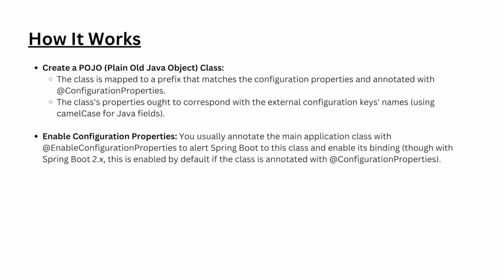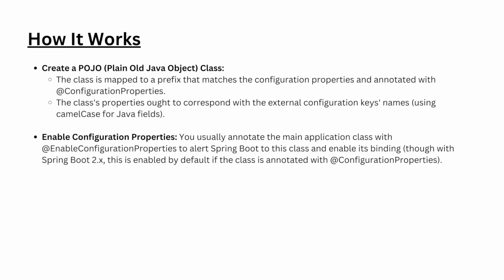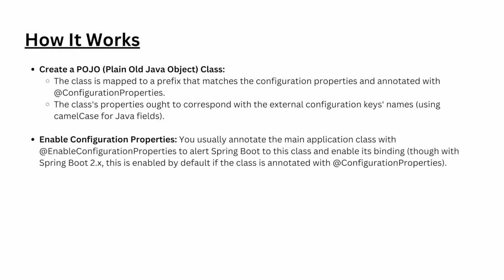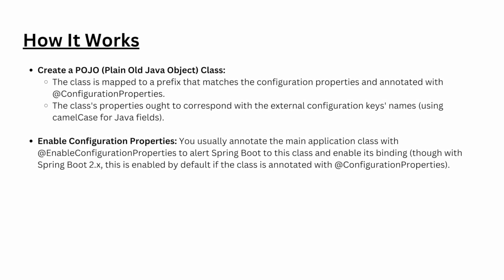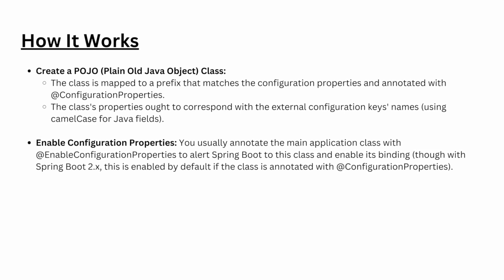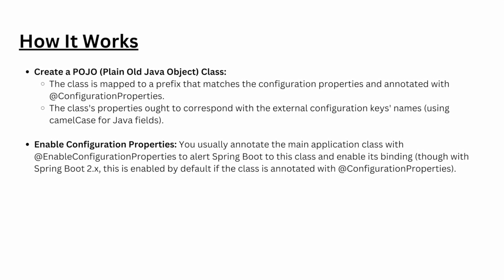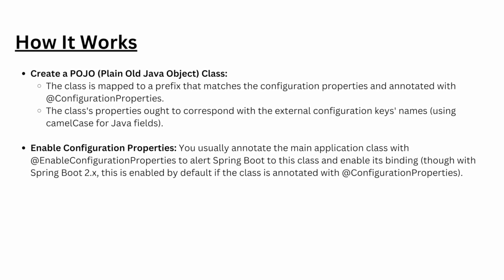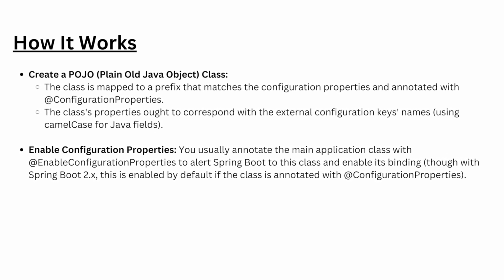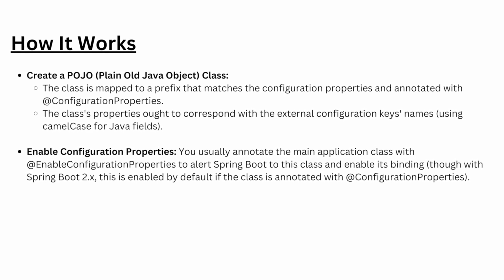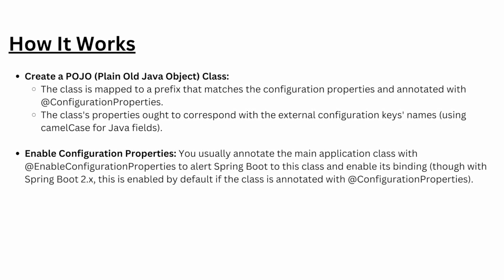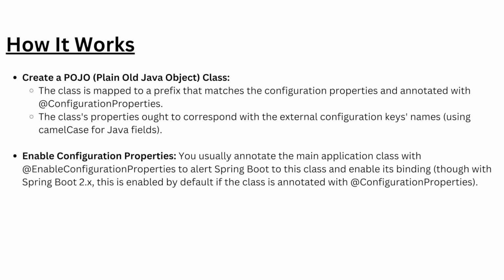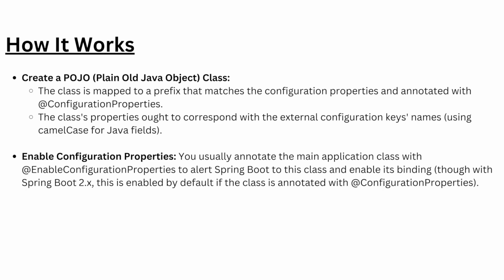When you create a POJO class, this class has to be annotated with the ConfigurationProperties annotation. Then it maps to a prefix that corresponds to the configuration properties. The properties in the class should match the names of the external configuration keys, right? Now EnableConfigurationProperties makes Spring Boot aware of this class and enables its binding. So we typically annotate the main class with the EnableConfigurationProperties annotation, and that is how you enable it.